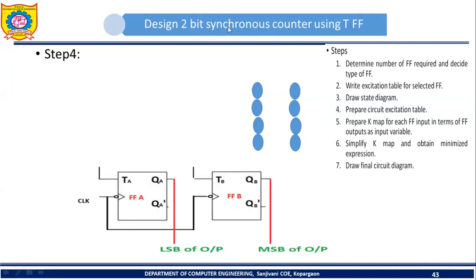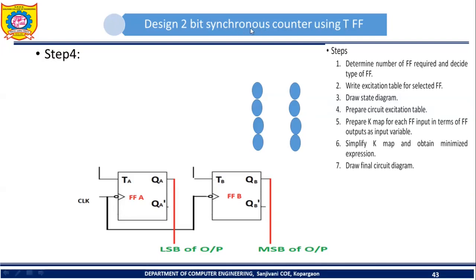So the circuit for the 2-bit synchronous counter will be like this. We have seen that in order to design a 2-bit counter, we will require 2 flip-flops. So one is flip-flop A, second one is flip-flop B, right? Then in the problem it is given that use T flip-flop. So that's why here in this diagram I am showing 2 T flip-flops. One has input TA and the other has input TB.